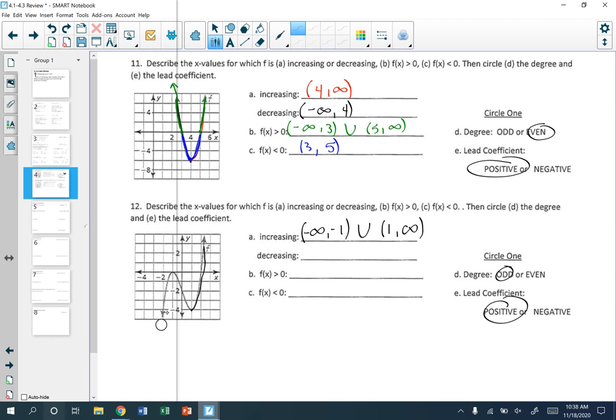Now, where am I decreasing? Anywhere where my pencil starts to fall. So if I trace this graph, which is right here, that interval is negative 1 to 1. Always parentheses with these. Now, where is f of x greater than 0? So anything, wherever my graph is above the x-axis, right here. Okay, and that is 2 to infinity. Now where is my graph less than 0? That is anything below the x-axis.